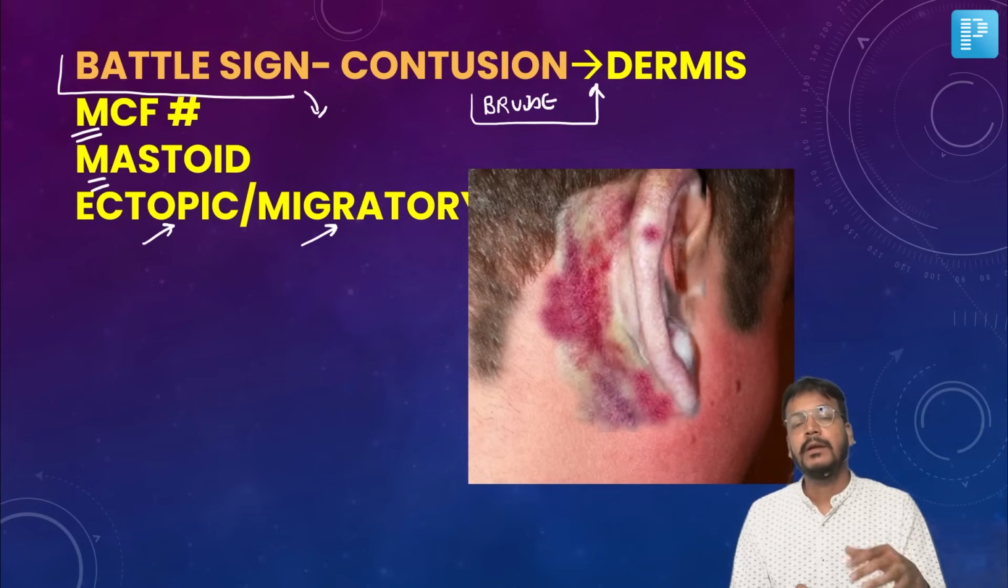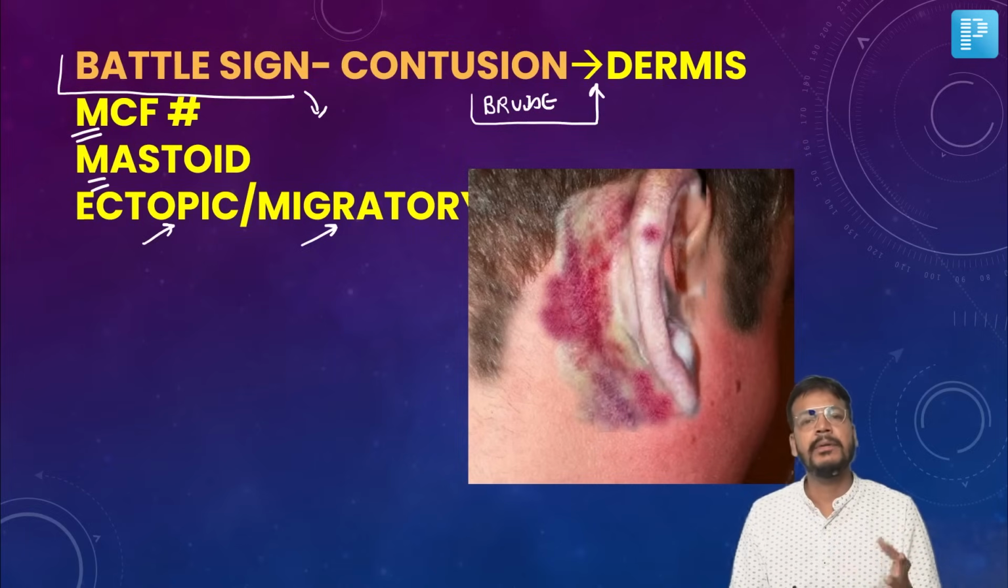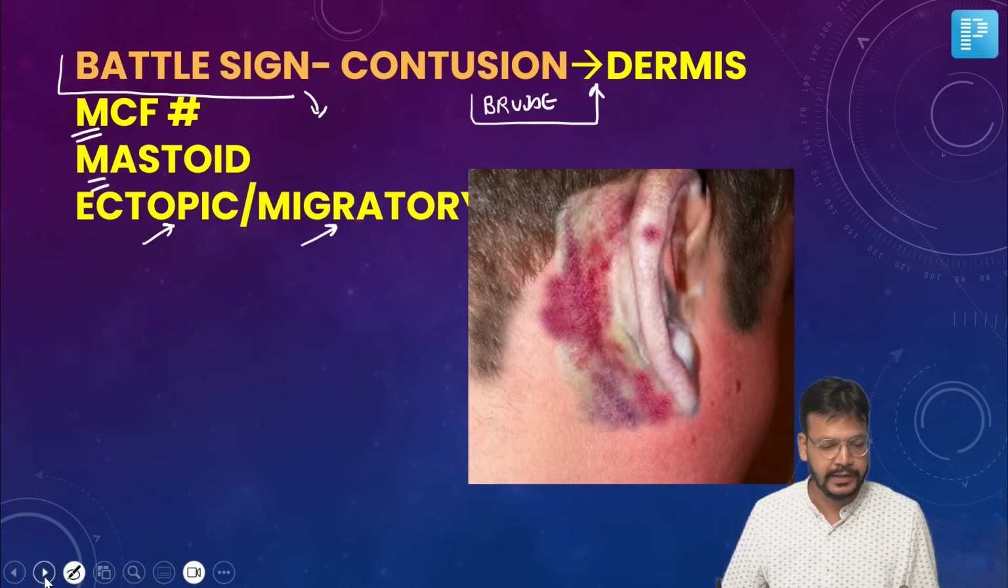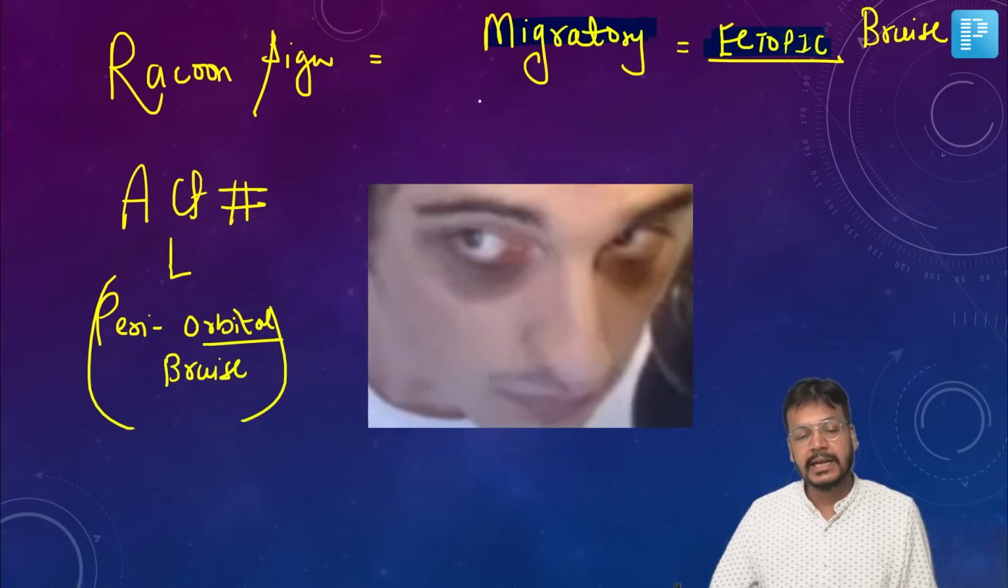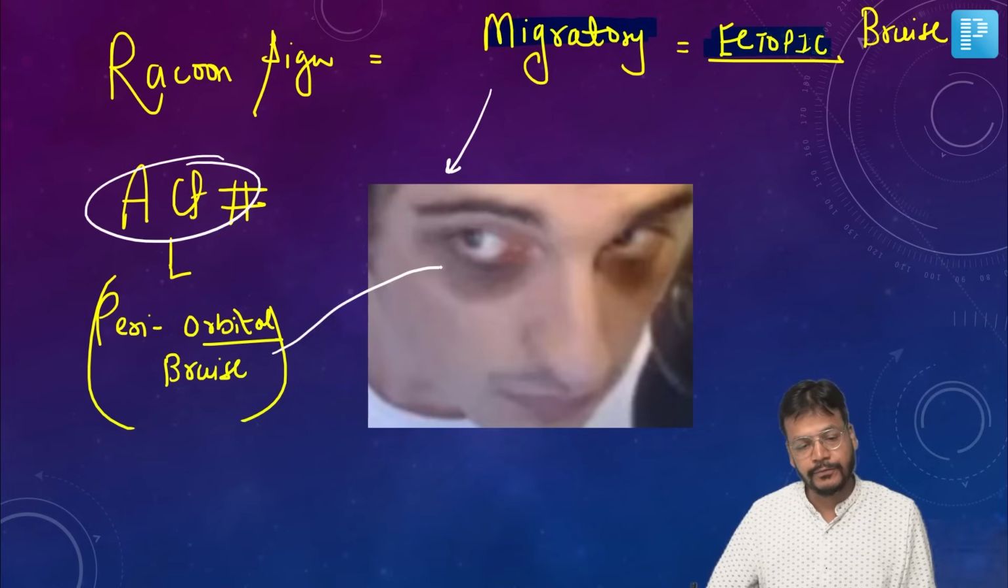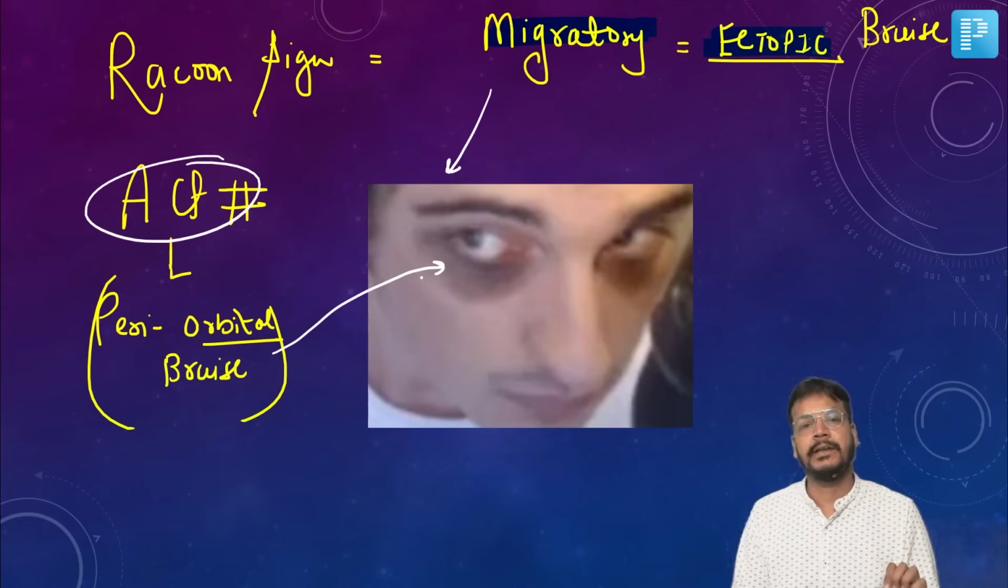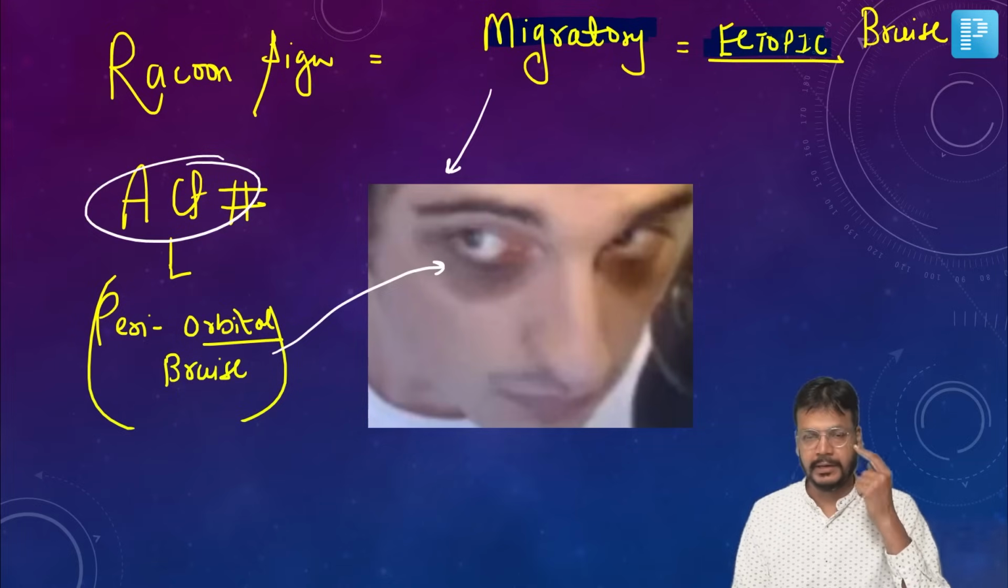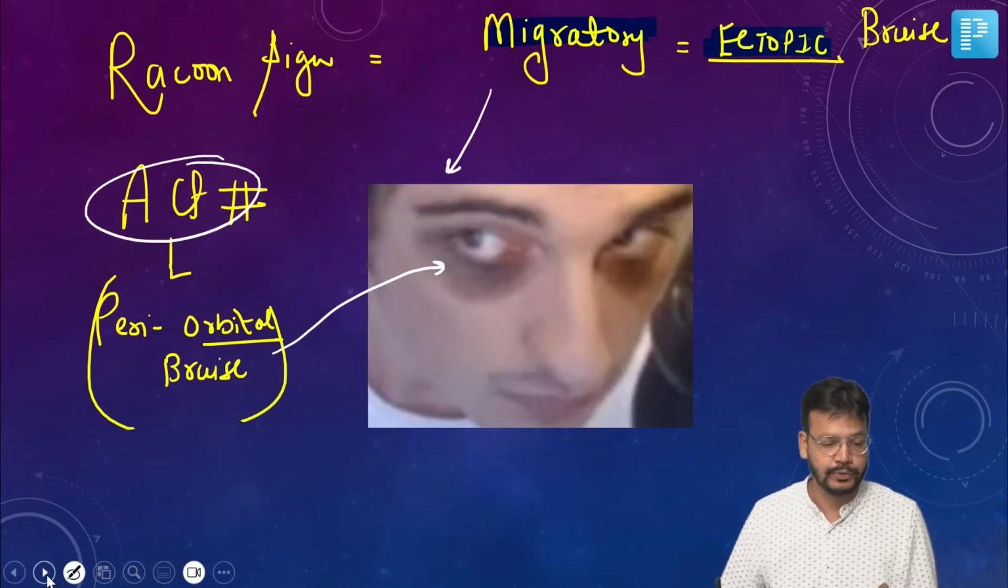A bruise or contusion, both are the same. It's damage of the dermis. This is raccoon sign, another example of the migratory bruise. Here, fracture in the anterior cranial fossa, but the bruise is periorbital. Again, it's an ectopic or migratory bruise.